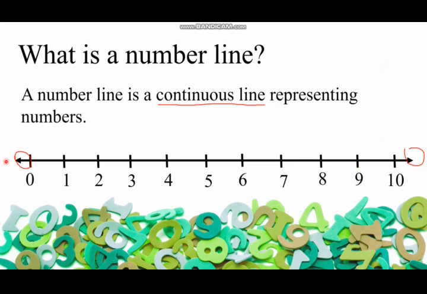Okay, so at equal distance means that the distance between 0 and 1, 1 and 2, 2 and 3 will be equal. Okay, so 0, 1, 2, 3, 4, 5. So this is your number line. क्या है ये? Number line.